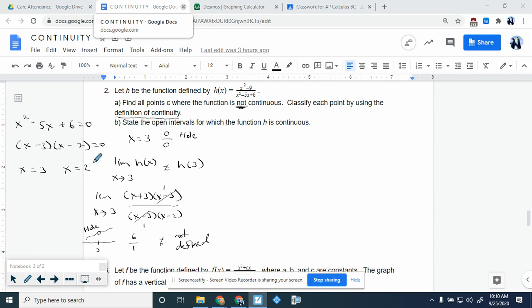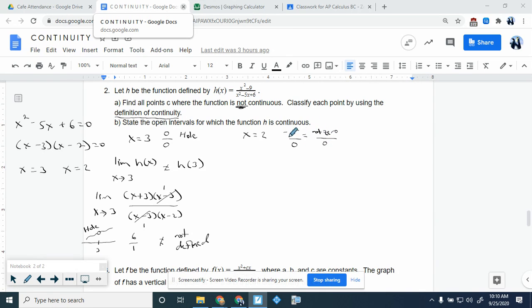All right, let's go to the next point of interest here. The next value that made the bottom 0, x equals 2. Well, if I directly substitute 2 into the function, 2 squared is 4 minus 9, that's negative 5. And the bottom, I know, again, I get 0. So you're like, whoa, wait a minute, now that's different, right? That's not 0 over 0.